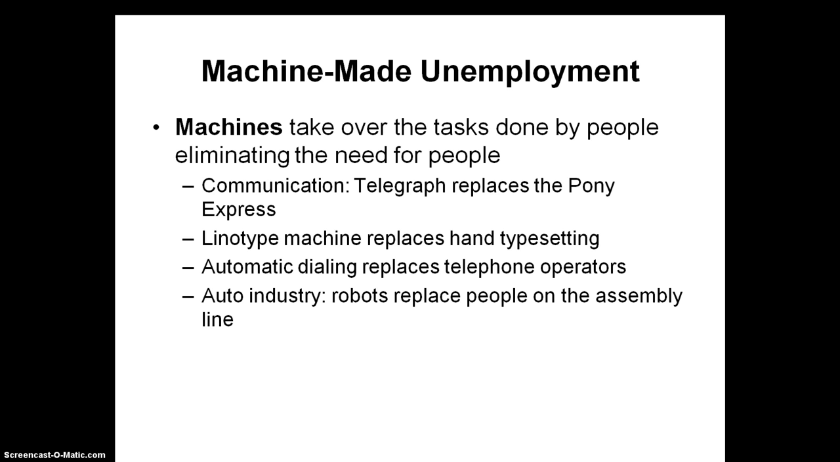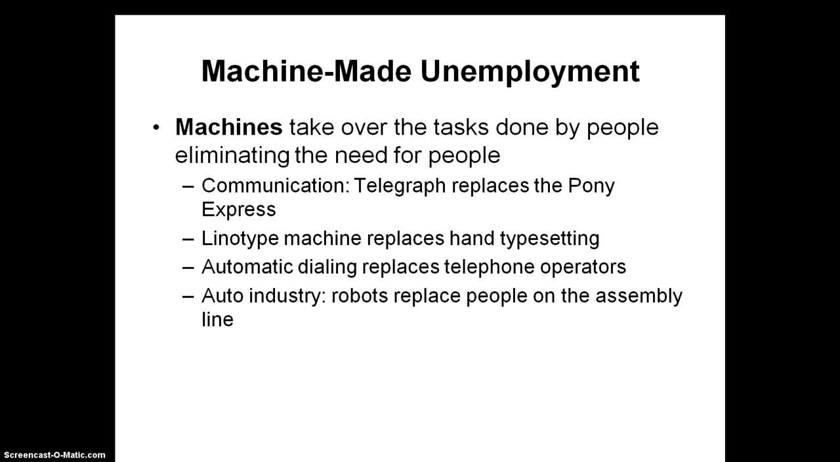So how do machines cause unemployment? Well, they take over tasks done by people, and they eliminate the need for people. So we saw this in communication, where the telegraph replaced the Pony Express. In printing, people used to type by hand, and then a guy came up with a machine where people could type it out, and that would set the type. So we got rid of a whole lot of people, and then now we have photo offset, and even photo offset we don't have anymore.